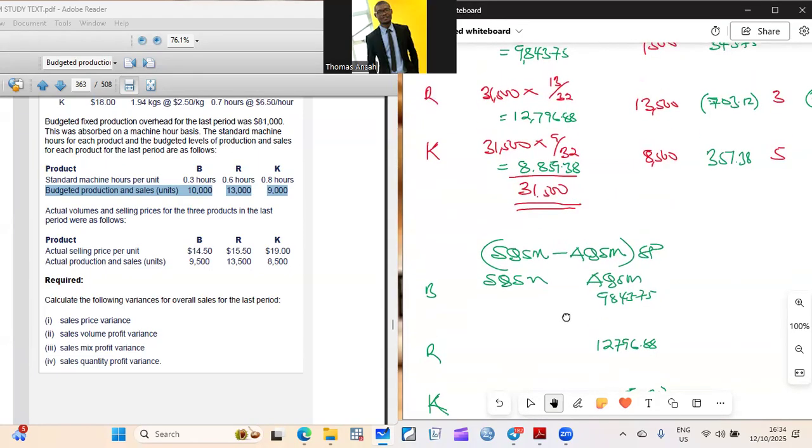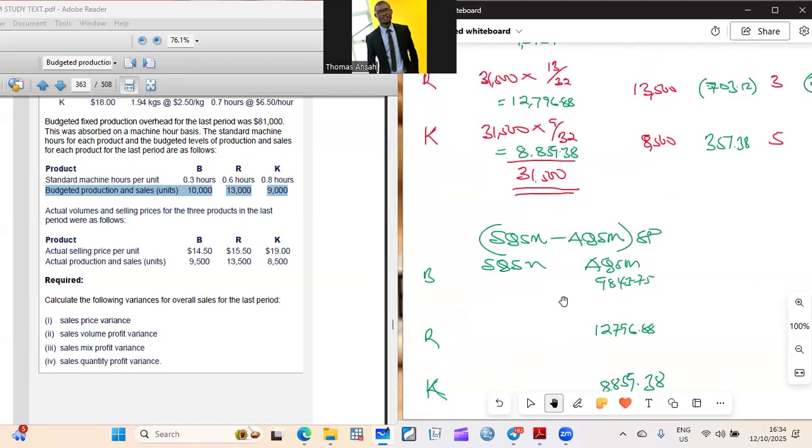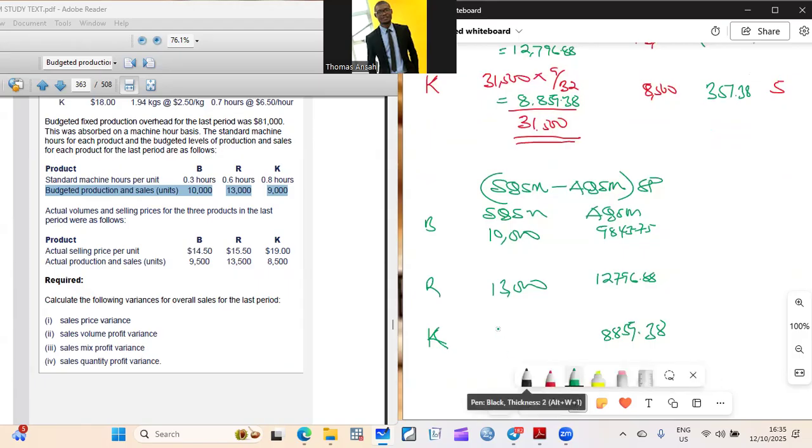So the problem becomes the SQSM. But that one too is easy now, right? Because it is actually your 10, 13, and 9. If you do the proportionate thing, you will come back to the same thing. So straightforward, you can do that. 10,000, 13,000, and 9,000. So strike the differences. The SM will still be 435.